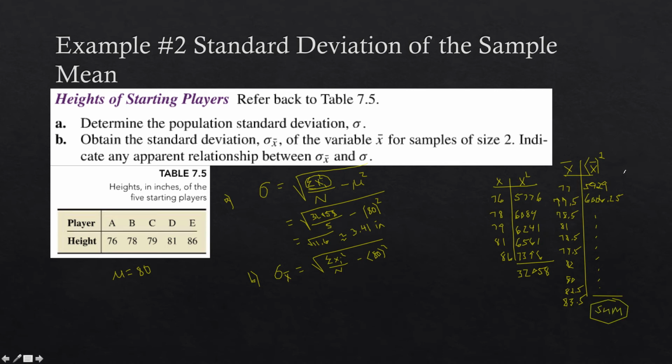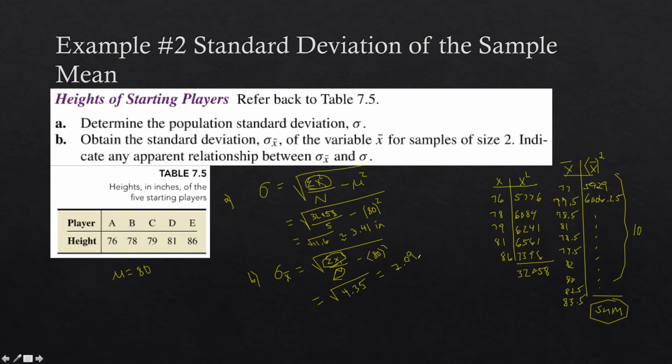Now, you should have 10 values here. So once you find that sum, plug it into the formula here. Plug 10 in right here and punch this out in your calculator. That should give you the square root of 4.35 if you're doing this correctly. And that's going to give us approximately 2.09 inches.